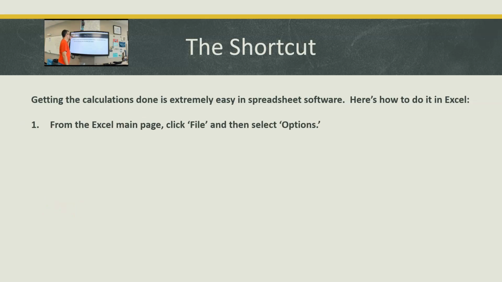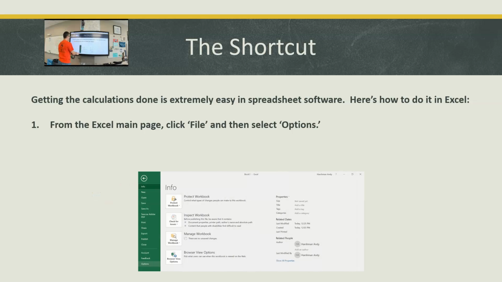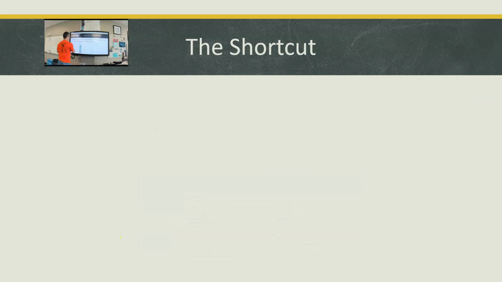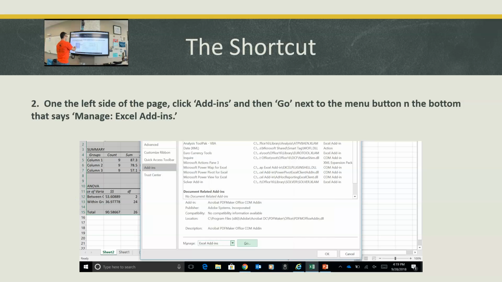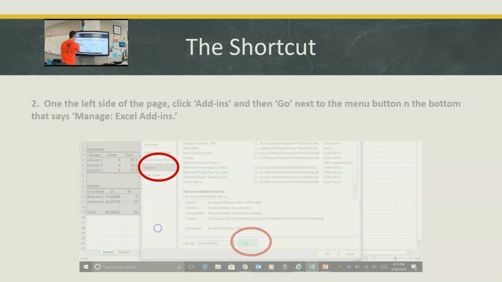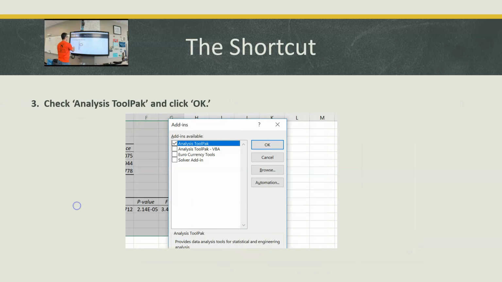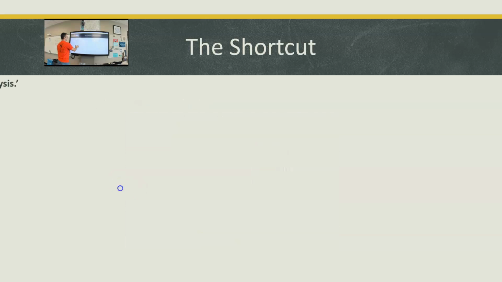There's spreadsheet software like Excel. If you go to the Excel main page, you can click File, and you select Options at the bottom. On the left-hand side of the page, click Add-ins, and then go next to the menu button on the bottom that says Manage Excel Add-ins. You can get to those add-ins right there and click that Go button. From there, you check Analysis ToolPak and click OK. This is how to calculate all these things.